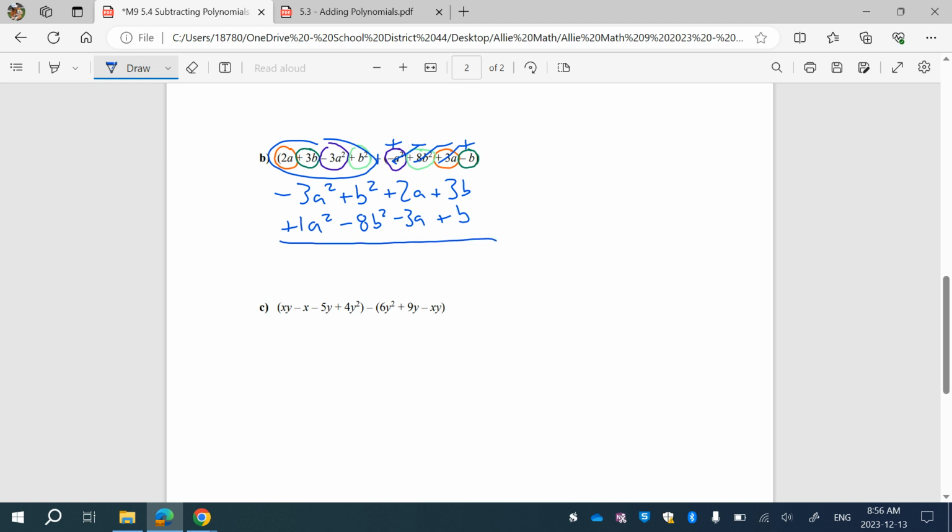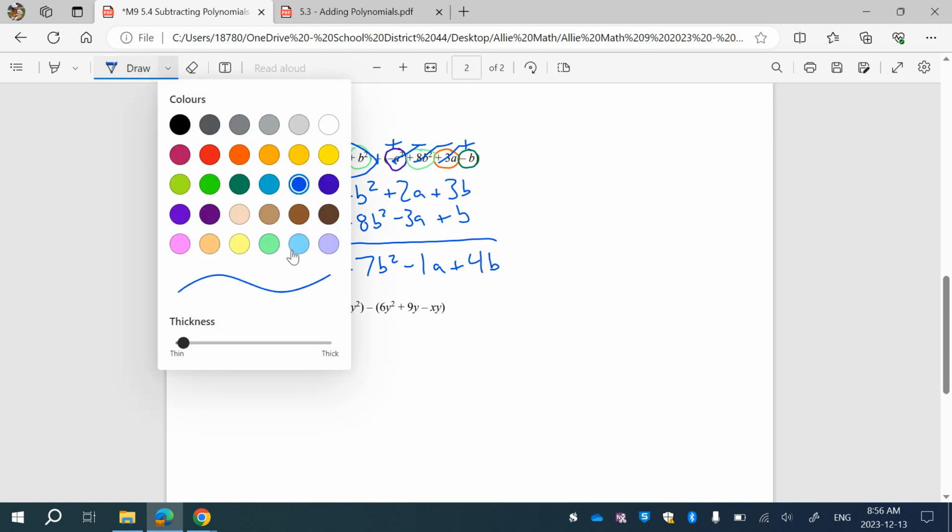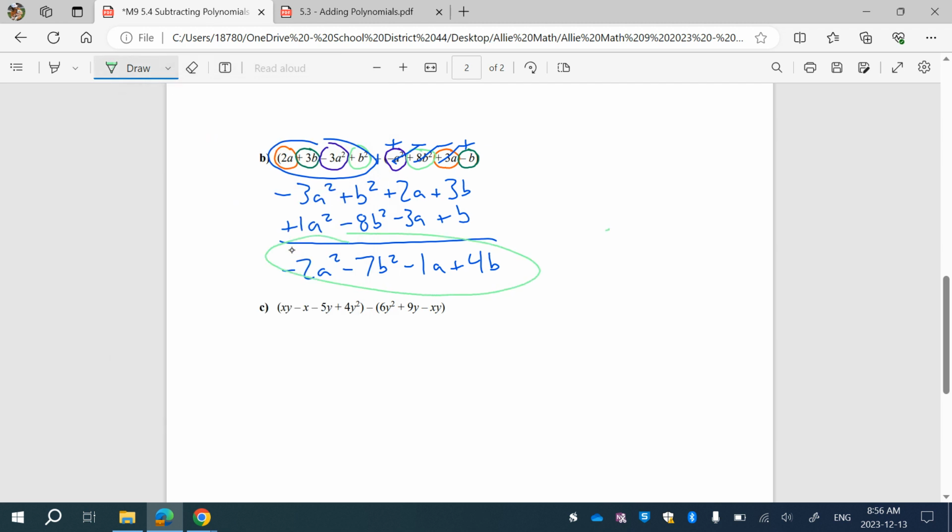We have a negative 3a squared plus 1, still going to be negative 2a squared. Now we have a positive b plus a negative 8, so still going to be negative 7b squared. Next we have a positive 2a subtract 3 or plus negative 3, so that's going to be a negative 1a or just a negative a. Finally, we have a positive b, 3b plus 1b is going to be positive 4b. And that's our final answer for that one. Circle it for you.